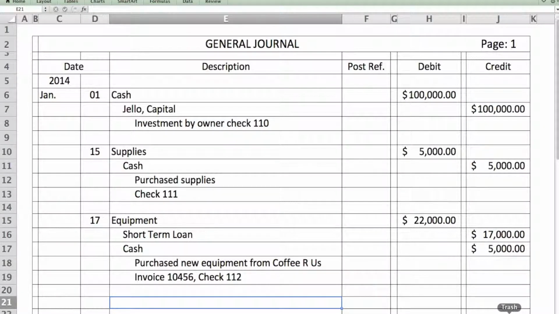Today we're going to do a quick two examples of adding transactions to the general journal again, and then we'll go on next video to the general ledger and how that all works. So today we're going to start with the general journal, right in front of us.